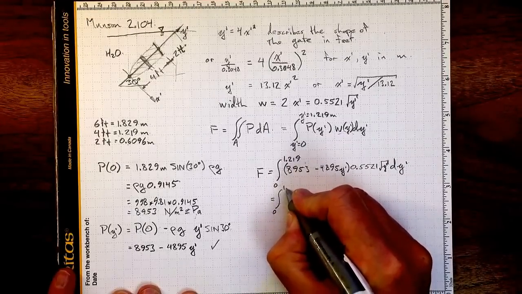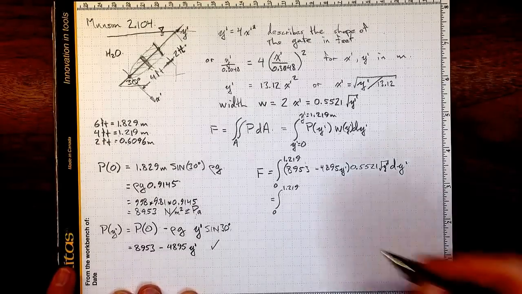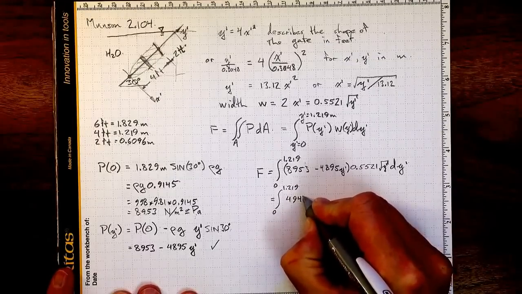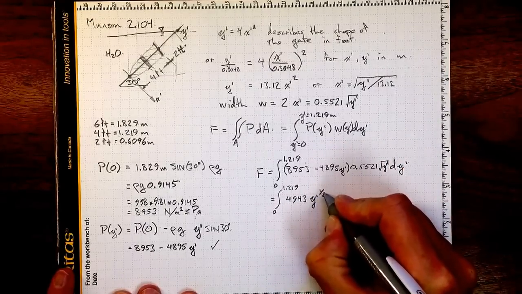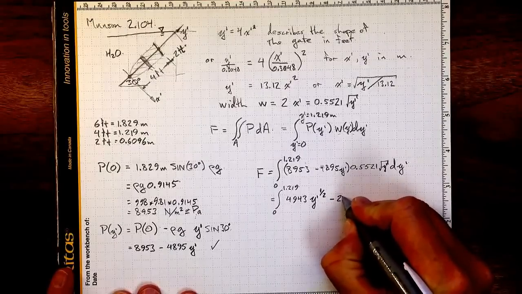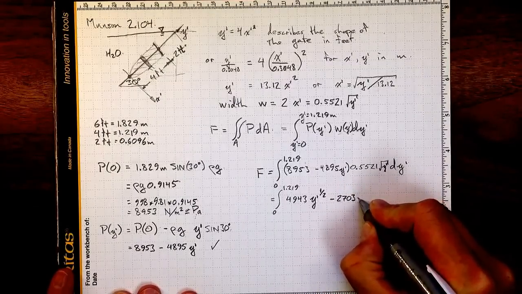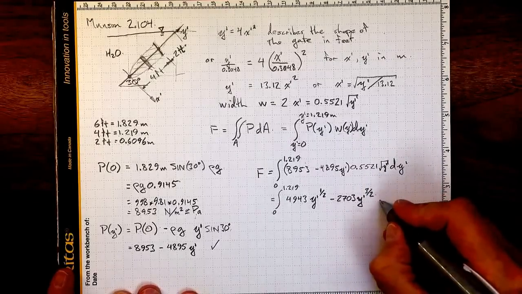Again, that'll be integral 0 to 1.219, and we need to multiply these through, so that'll be 8953 times 0.5521 is 4943, and that'll be times y prime square root, so raised to the 1/2 power, minus 4895 times 0.5521, 2703, times y prime raised to the 3/2 dy prime.